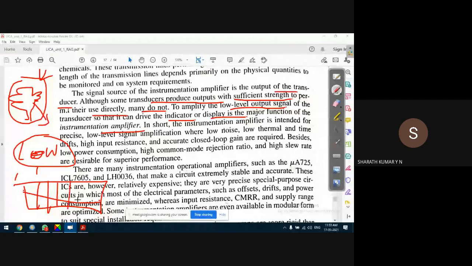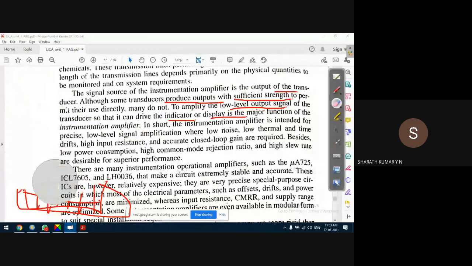display; it requires some voltage at a particular level. In that case, we cannot apply the transducer output directly to the display device. We need to modify it, in the sense we need to amplify it, so that it can be handled by the display devices or measuring devices. In that case, the instrumentation amplifier comes into the picture. It's very useful.